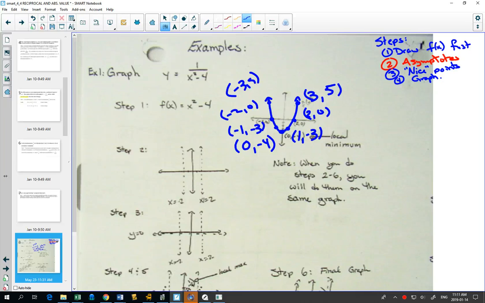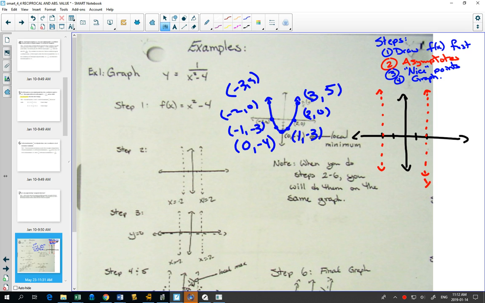Once you've drawn your original graph, we'll draw our reciprocal graph right beside it, on a separate graph. First of all, asymptotes. We draw vertical asymptotes wherever our original function has x-intercepts. So I have an x-intercept at 2 and an x-intercept at negative 2. On all reciprocal graphs, you will draw vertical asymptotes wherever you have x-intercepts on your original graph.